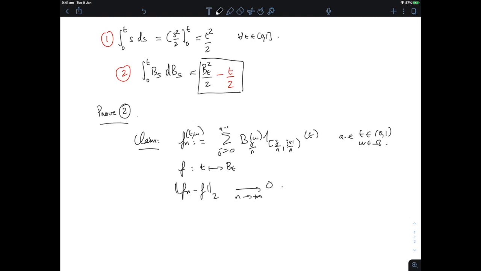Well, let's find out. Let's compute. I should have said all of that, of course, is for every n in N. Let's compute the L2 norm of that. Maybe square it, keep things simple. So it's an L2 norm over the probability space and over [0,1]. And I'm looking at the sum j equals 0 to n minus 1 of B_{j/n}(omega) times this indicator function.